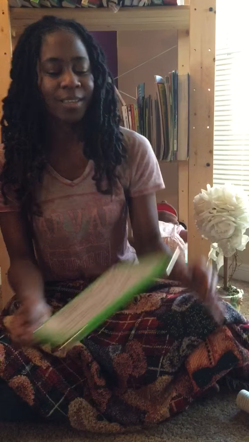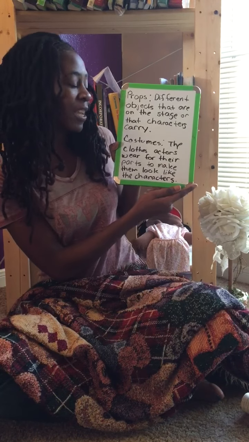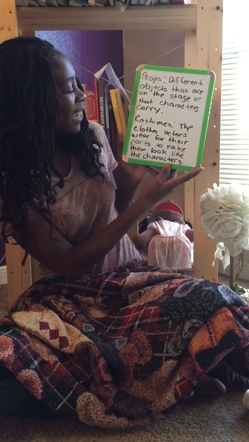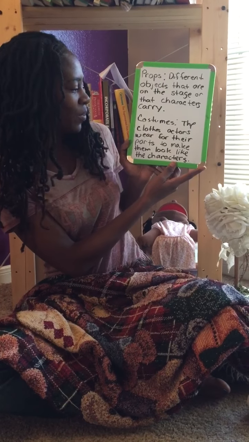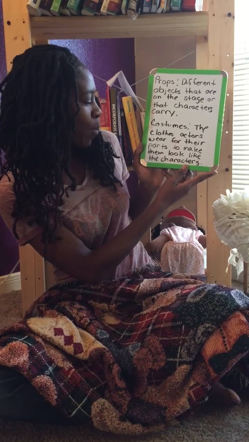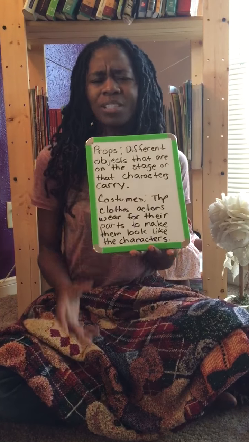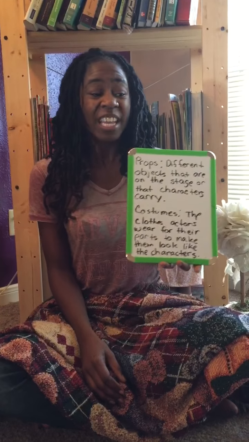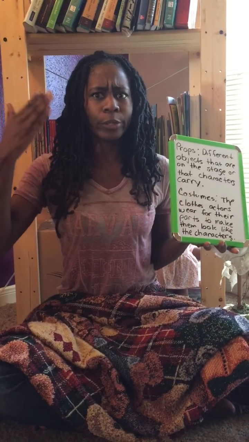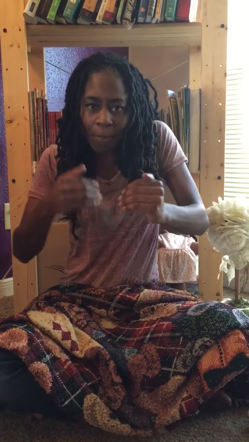The next word is props. Props are different objects that are on the stage or that characters carry while they're on the stage. And the last vocabulary word is costumes. Costumes are the clothes that the actors wear for their parts to make them look like the characters. For example, in social studies, we're dealing with different colonies and different time periods. If I wanted to look like those people in those time periods, I couldn't wear this. I would have to change my clothes and put on a whole different set of costumes. So we've gone through dramatic literature last year in 4th grade, so you've got so much knowledge. But now in 5th grade, we're going to step it up and learn more.